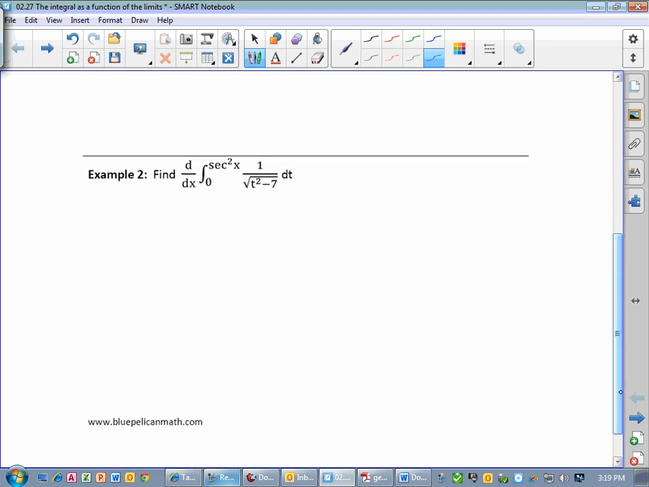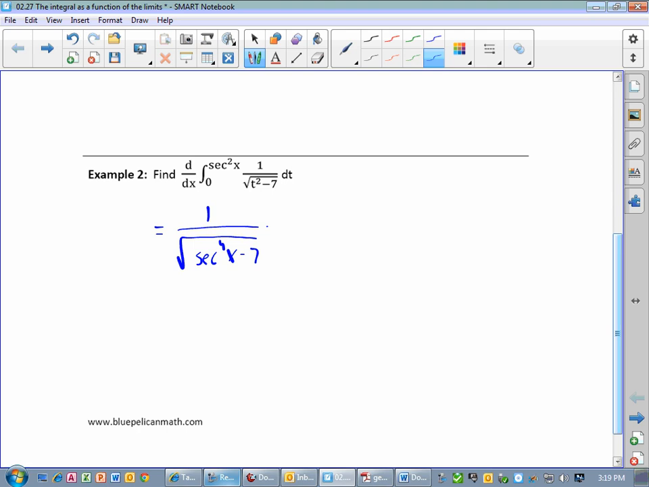So look at the next example, we're finding the derivative of the integral. We have a function in terms of t, so this is going to equal 1 over the square root, and all we're going to do is substitute in for t. We plug g of x, which is secant squared, in for t. So we get secant to the 4th of x minus 7, times the derivative of g.